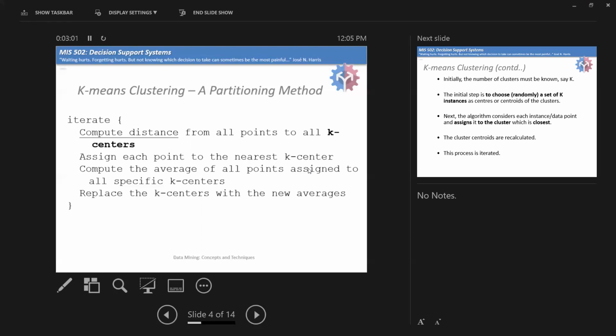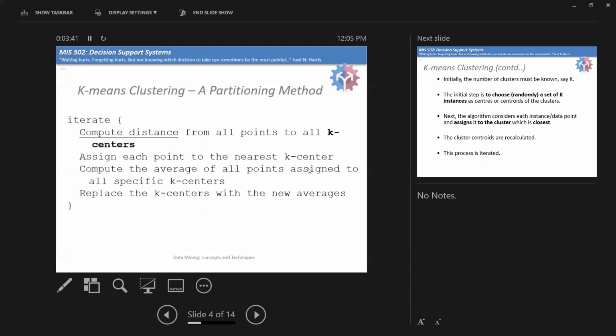Find the average, which basically is telling you to find a new center for it. For example, if these were the points, and you chose this to be the center, and you assigned the points, you'll see that the center might change, because you take the average of all x, the average of all y, the average of all z, and so on. We'll see an example and it will be more clear to you. But this will replace the k centers with the new averages. So that becomes the new center. And then you keep on iterating it.